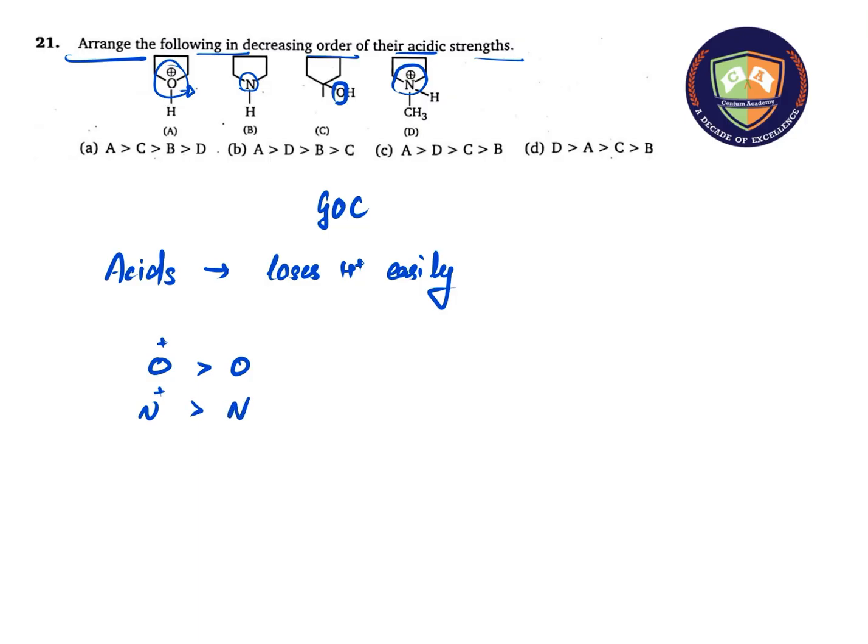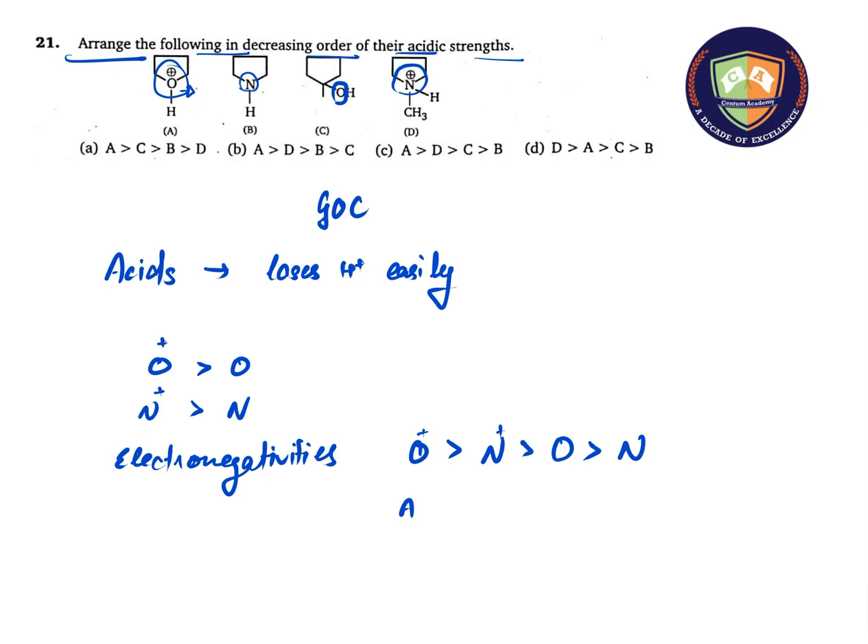So the order of electronegativity of these elements comes out to be like this: O+, N+, O, N. So A will lose its H+ easily. So the acidic strength of A is the greatest.